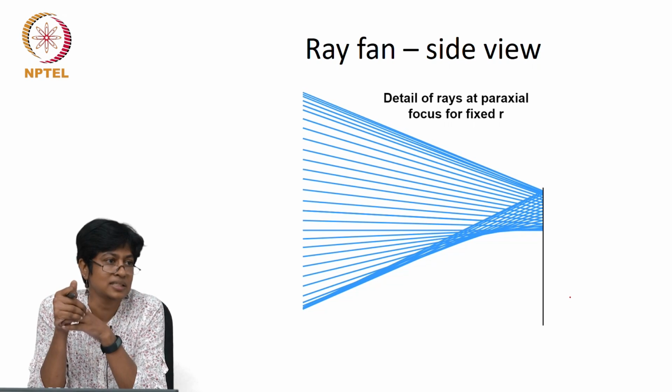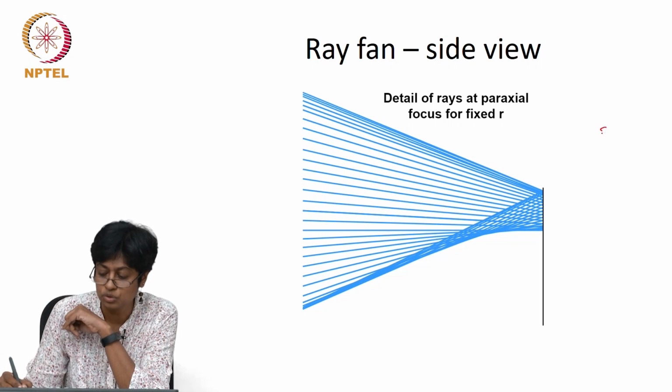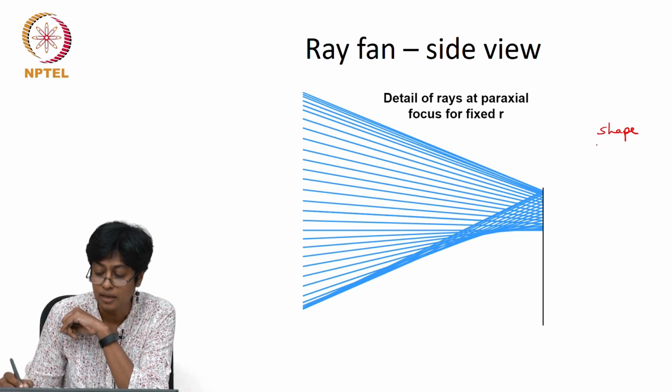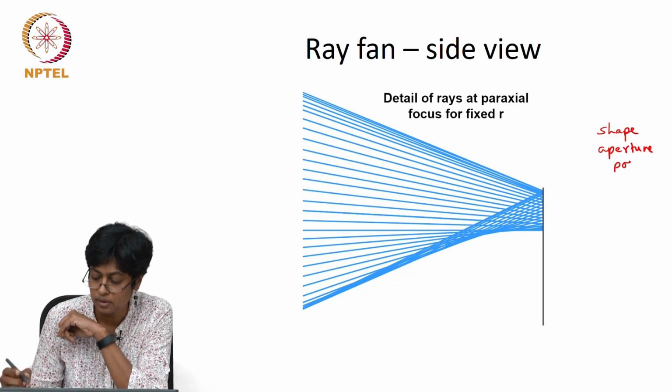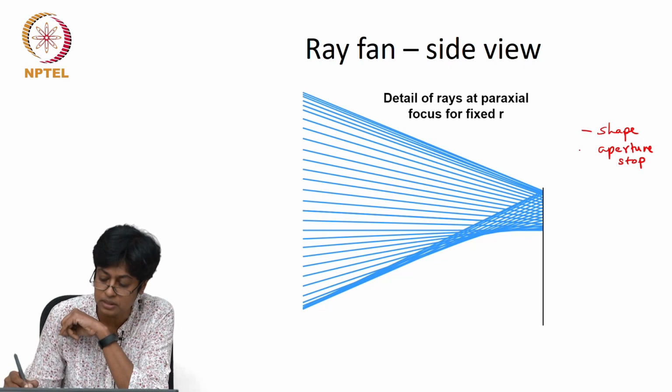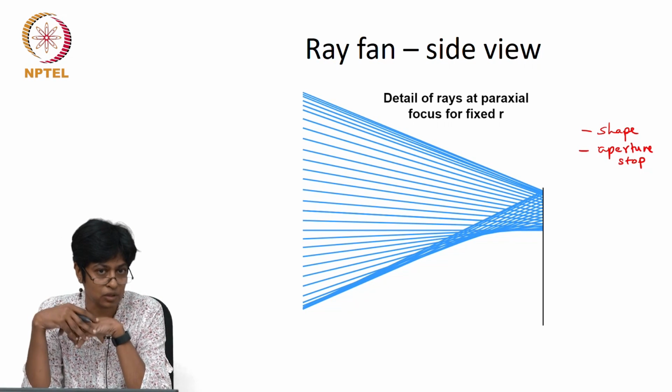Again, coma is an aberration that is affected by the shape of the lens. So, shape is one way to correct it. Clearly, aperture stop position and size, so I'll just say aperture stop because its position as well as its size will affect coma.